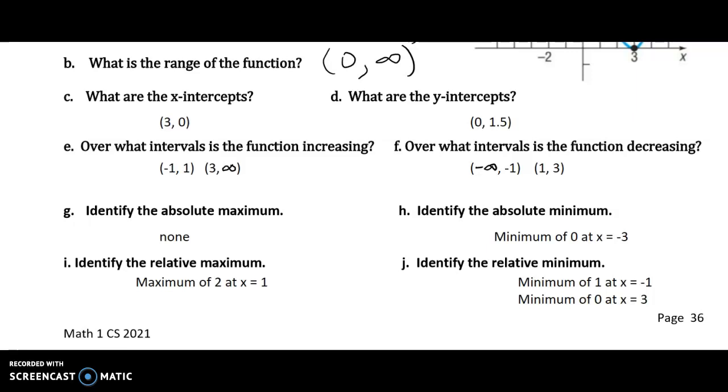However, the absolute minimum is a minimum of 0 at x equals -3, a relative maximum of 2 at x equals 1, and 2 relative minimums. One minimum of 1 is at x equals -1, and another relative minimum value of 0 at x equals 3.